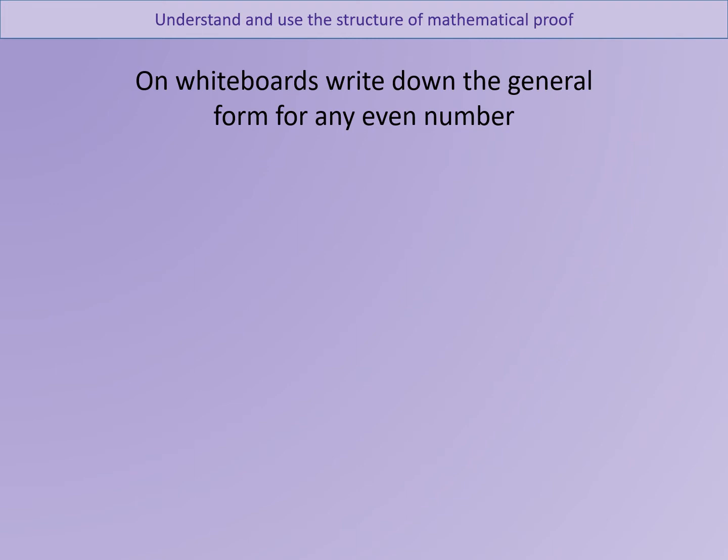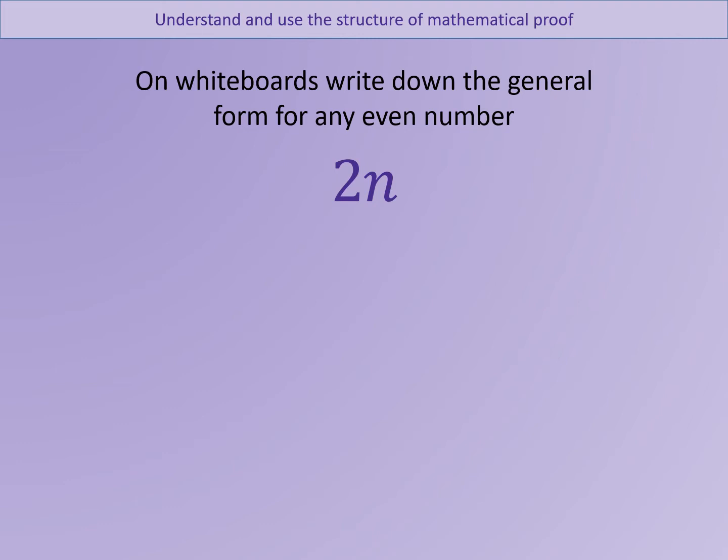But before we can do that, I need to ask you on your whiteboards or on a bit of paper, please, can you write down for me the general form for any even number? Do that now for me, please, on your whiteboards. Okay, good. And if you've done that correctly, you should have the expression 2n.